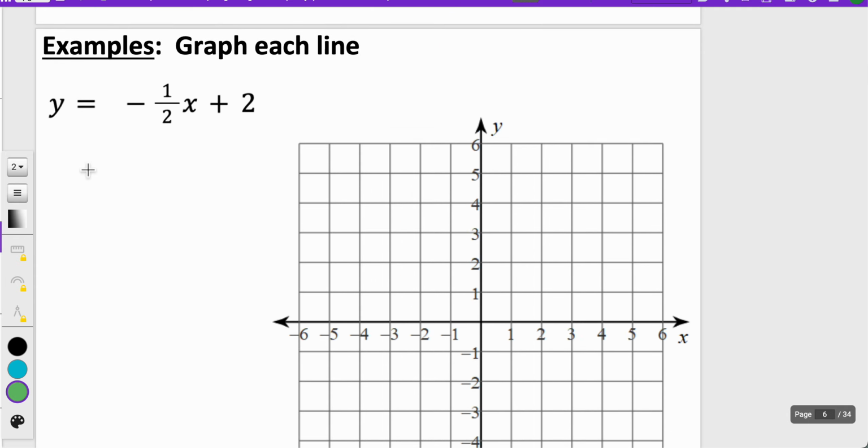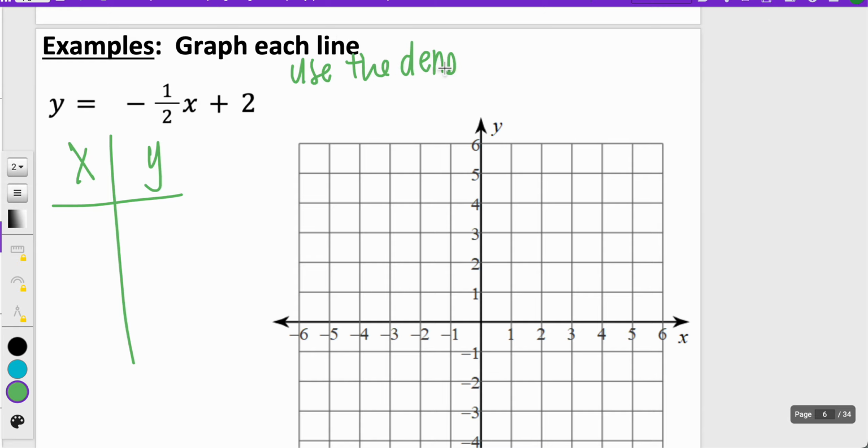For this next one, notice I do have a fraction. So what I do is I use the denominator. In this case, the denominator is 2. So I'm going to use -2, 0, and +2. Usually that helps you make sure you don't have any fractions in your answer.